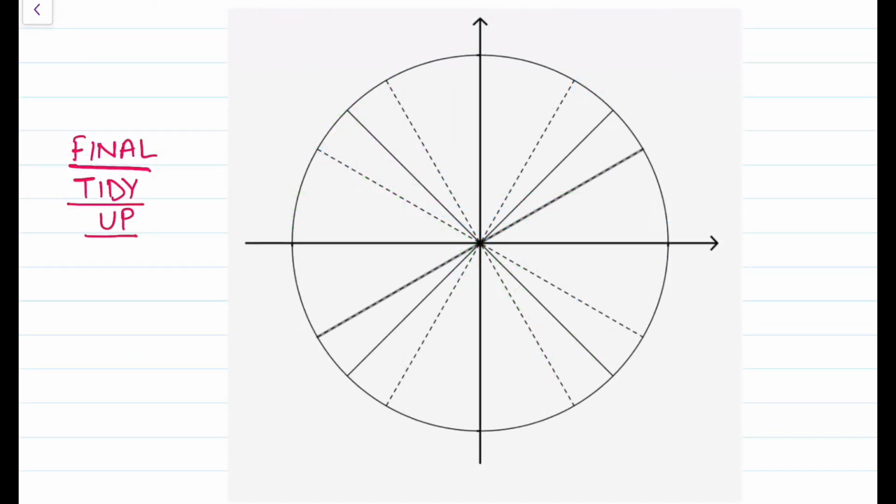All right, now let's do a final tidy up, a final review of what we have learned so far. In the first quadrant, both cos values and sine values are positive, so both are greater than 0. In the second quadrant, our cos values are negative, so cos theta is less than 0, whereas sine theta remains positive.